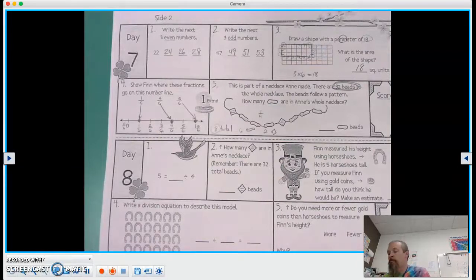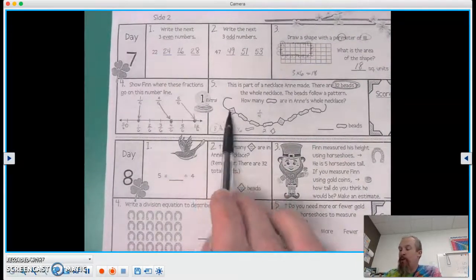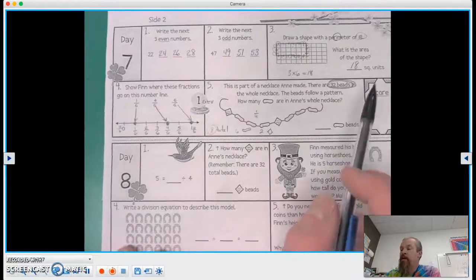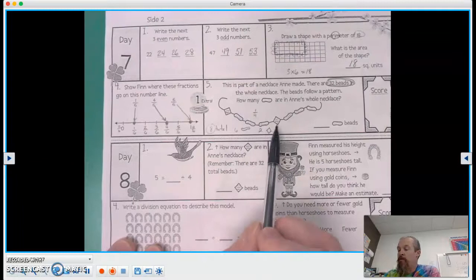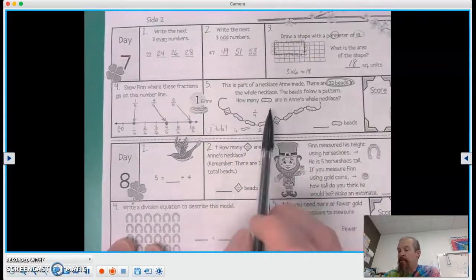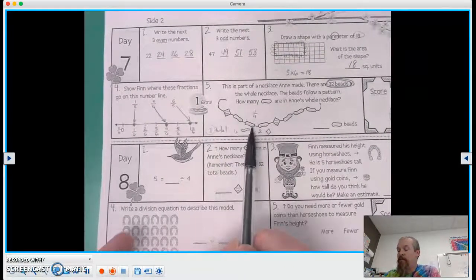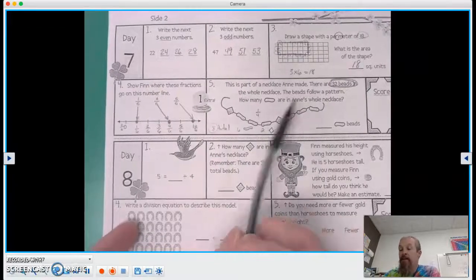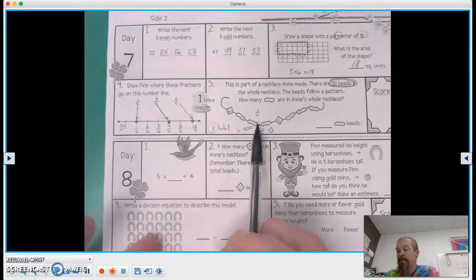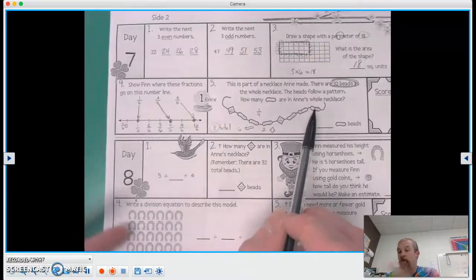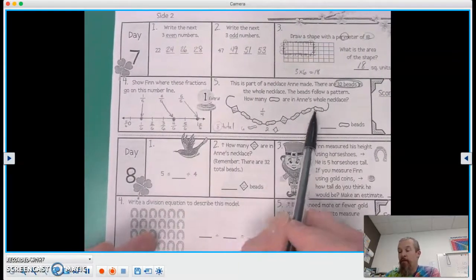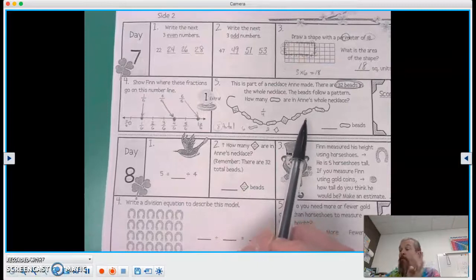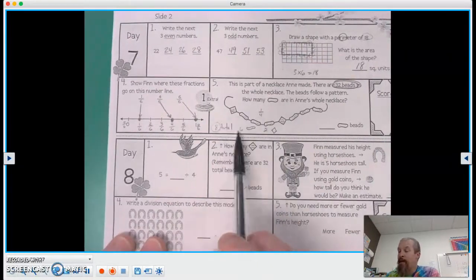Okay? So if I count this same strip 4 times, I get 32 beads. 1, 2, 3, 4, 5, 6, 7, 8. That's once. 9, 10, 11, 12, 13, 14, 15, 16. That's twice. 17, 18, 19, 20, 21, 22, 23, 24. That's 3 times. 25, 26, 27, 28, 29, 30, 31, 32. 32 beads for 4 times. It is this exact pattern.